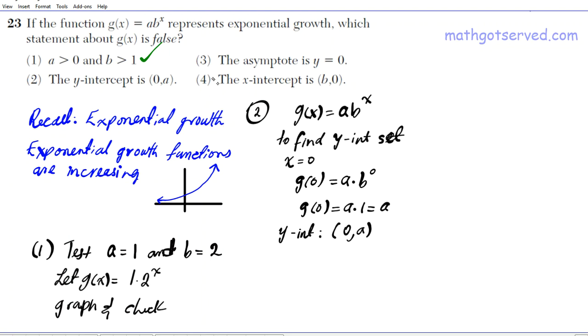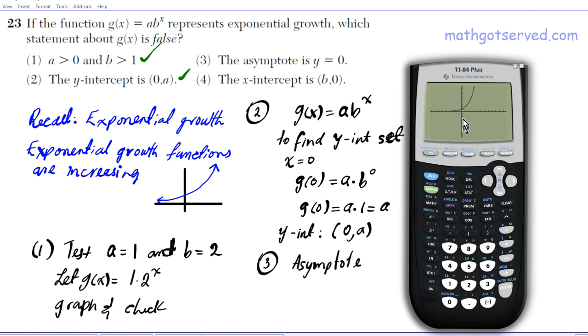Option 2 is correct. Option 3 says you have a horizontal asymptote at y equals 0, and that's exactly what we have here.